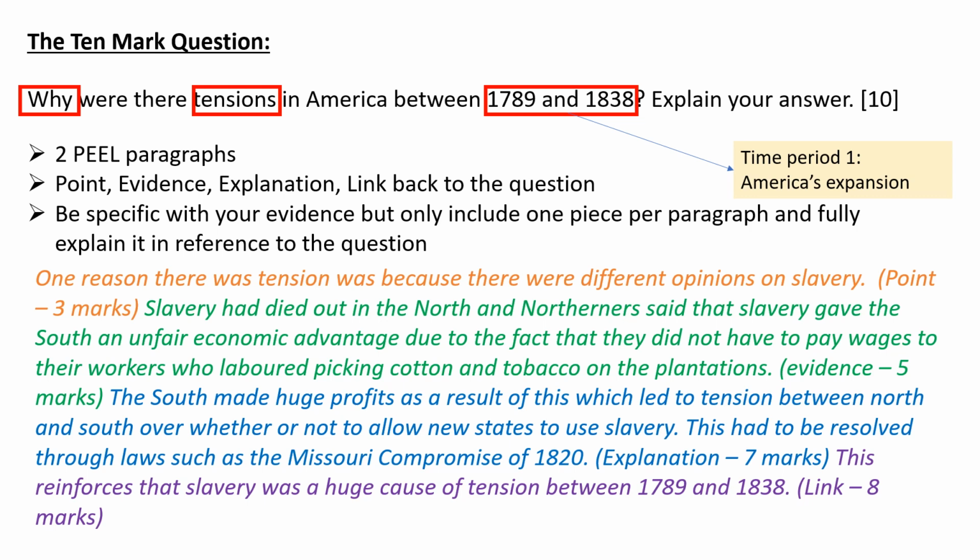We know that the South are making huge profits. We know that America had to come up with a compromise in 1820 to deal with the tension that was coming from slavery. So at this point we would be on 7 marks out of 10, and our link mark, so our 8th mark, comes from this reinforces that slavery was a huge cause of tension between 1789 and 1838. So that link back to the question is worth that additional mark, and we would be on 8 out of 10 just for 1 paragraph.